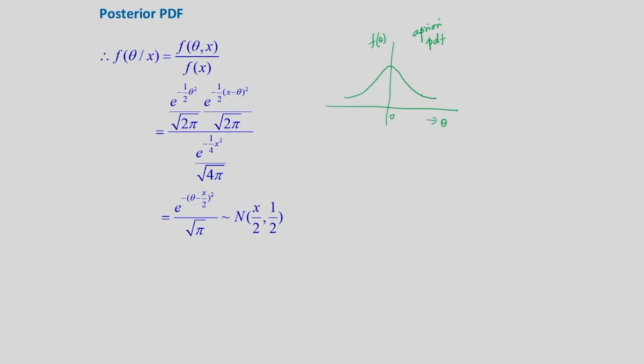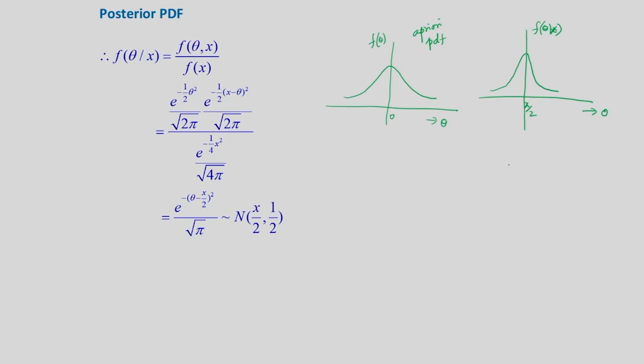It has variance 1. Now, if we consider f of theta given x, the a posteriori PDF, here theta will now have a distribution whose center is at x by 2, and variance is now half, whereas earlier the variance was 1.